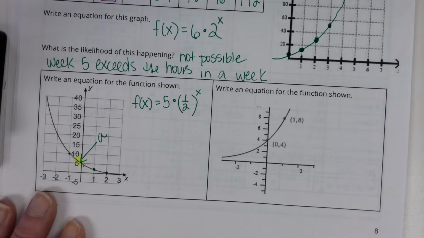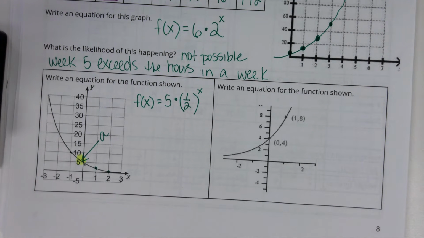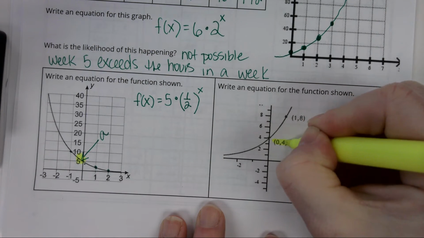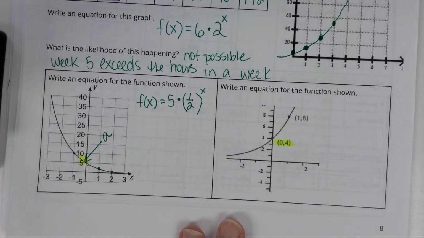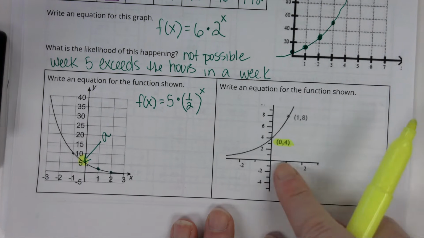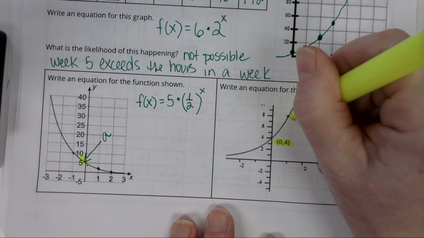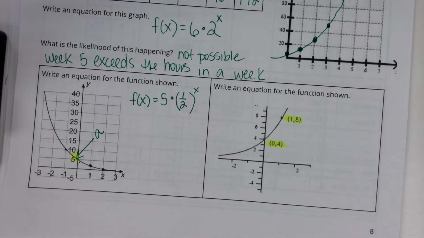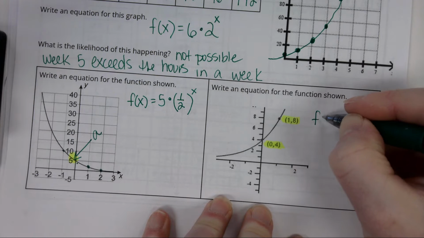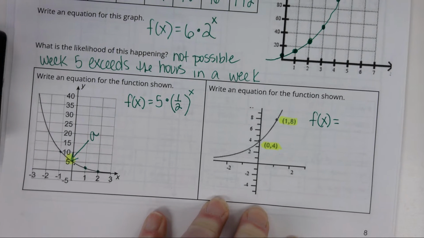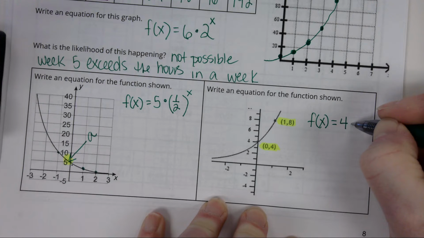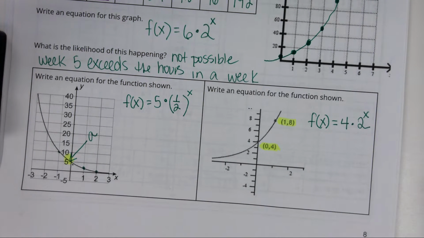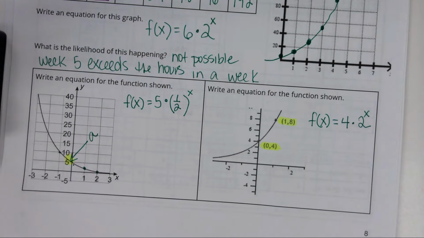All right, what's this one doing? Somebody tell me the initial value of this one. I even wrote it right there. 4. And then I tell you after 1, it goes up to 8. What do you multiply 4 by to get to 8? 2. So the multiplier is 2. So I would write f of x, or y, equals 4 times 2 to the x power. Make sure you put the x in the exponent so I know that it's repeated multiplication.